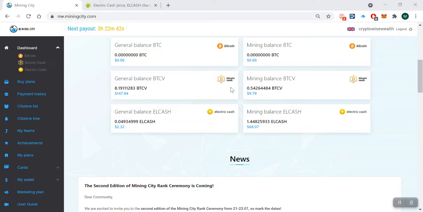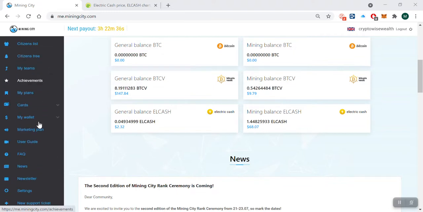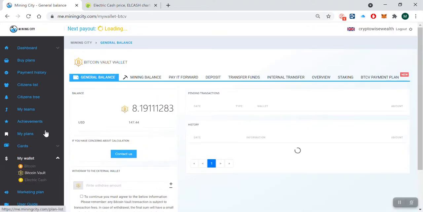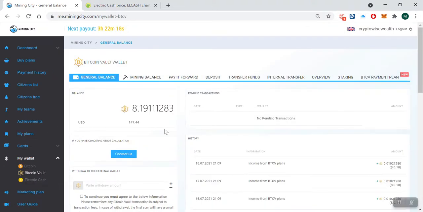To see the detail of your balances, I'm going to move over to the menu on the left, and then I'm going to scroll down to the wallets. When you open up that arrow on the wallet, it will open up the different wallets. We are going to go into Bitcoin Vault because we want to see the mining of Bitcoin Vault. Okay. When you get into Bitcoin Vault, there's different balances there.